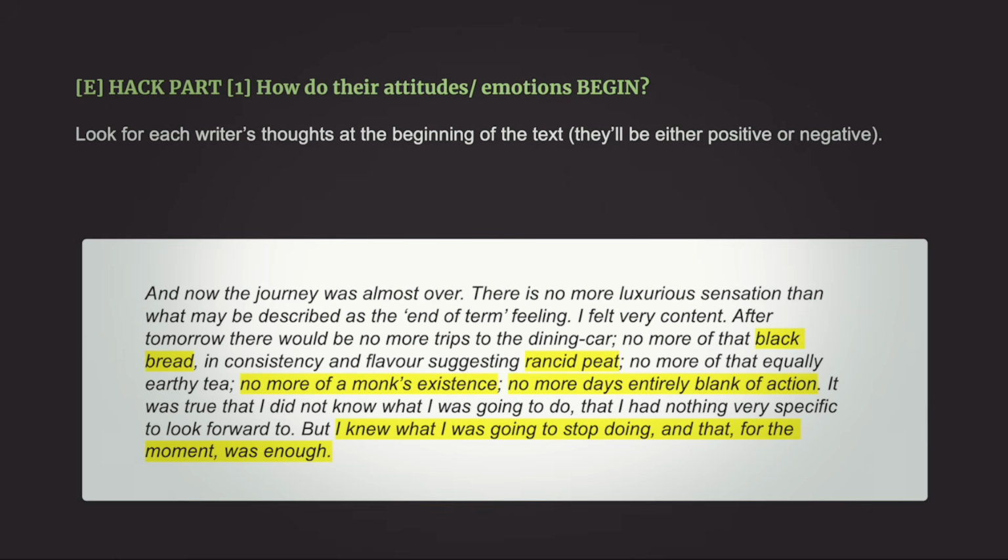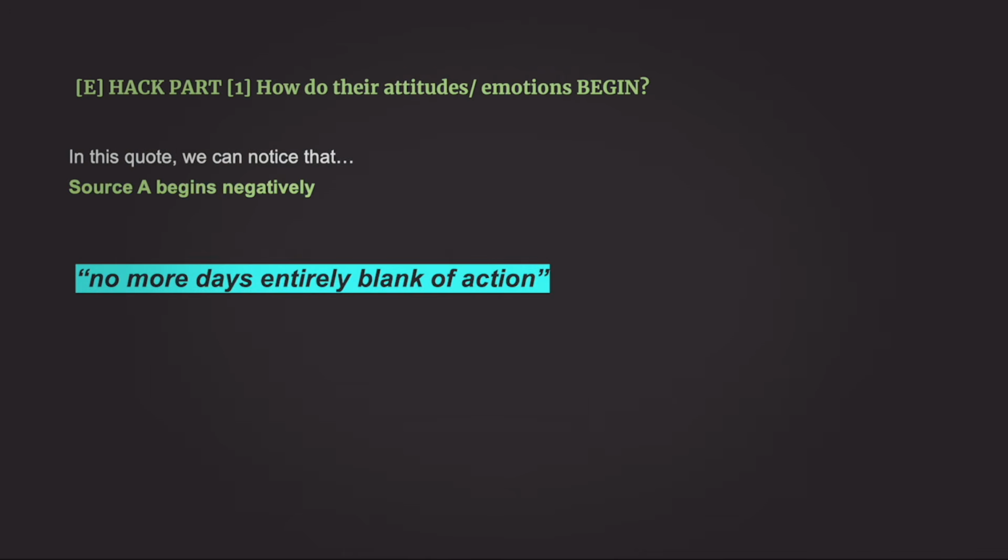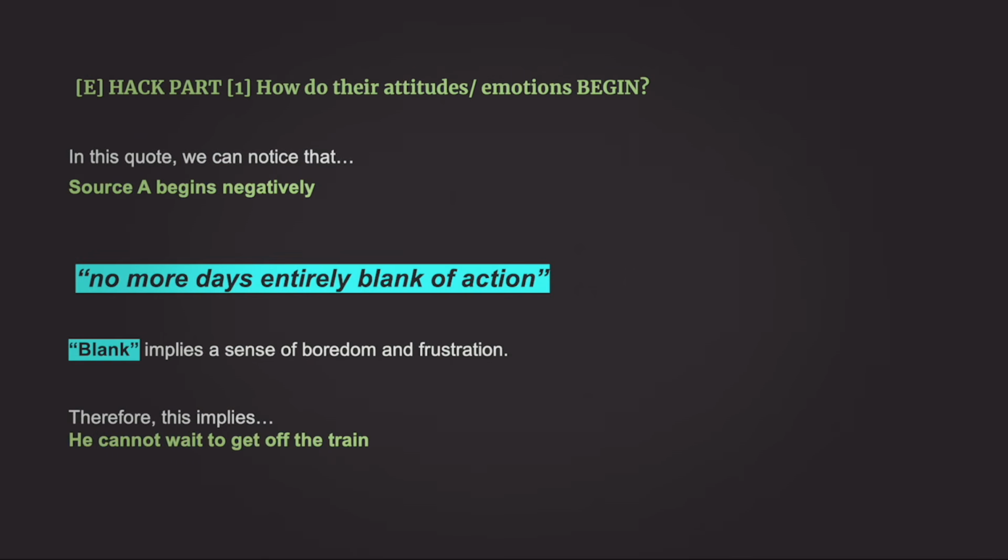The words and phrases that are highlighted suggest that the train journey has been a boring and dreadful experience. We'll use this turquoise one. In this quote, we can notice that source A begins negatively. "No more days entirely blank of action." This implies that he's been bored on the train, with "blank" implying that he's got nothing to do. Therefore, this suggests he cannot wait to get off the train.